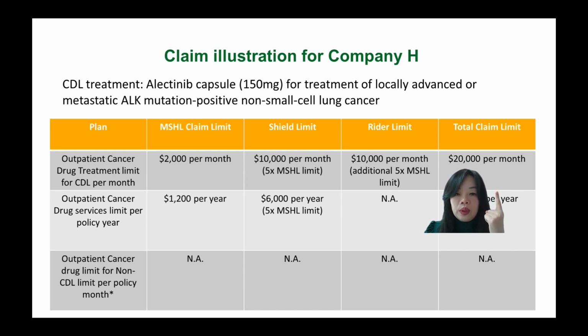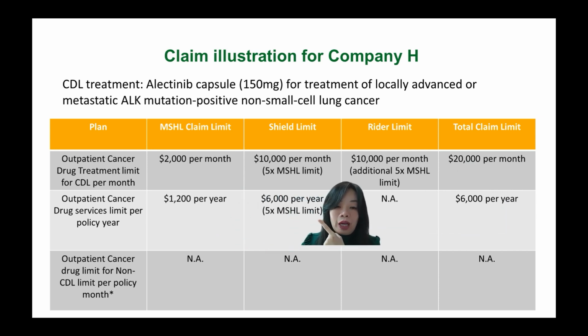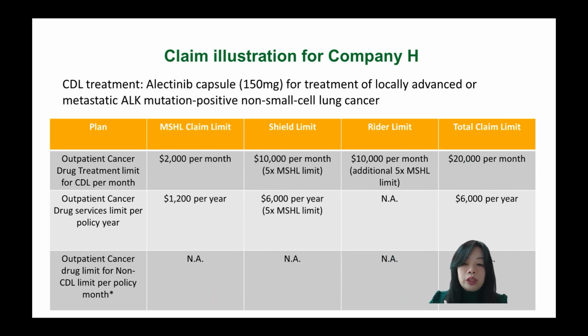Okay, so for the outpatient cancer drug services limit per year, it is $1,200 per year. So 5 times the MediShield Life limit will be $6,000 per year. Whether or not there's a rider doesn't matter. So it will be a total of $6,000 per year for the total claim limit for cancer drug services. Since we are talking about a cancer drug list, non-CDL will not be applicable in this scenario.